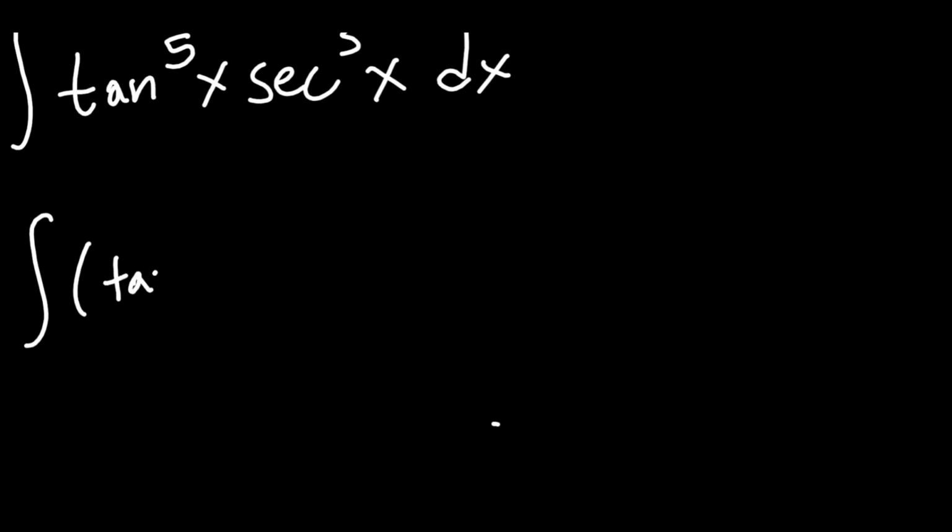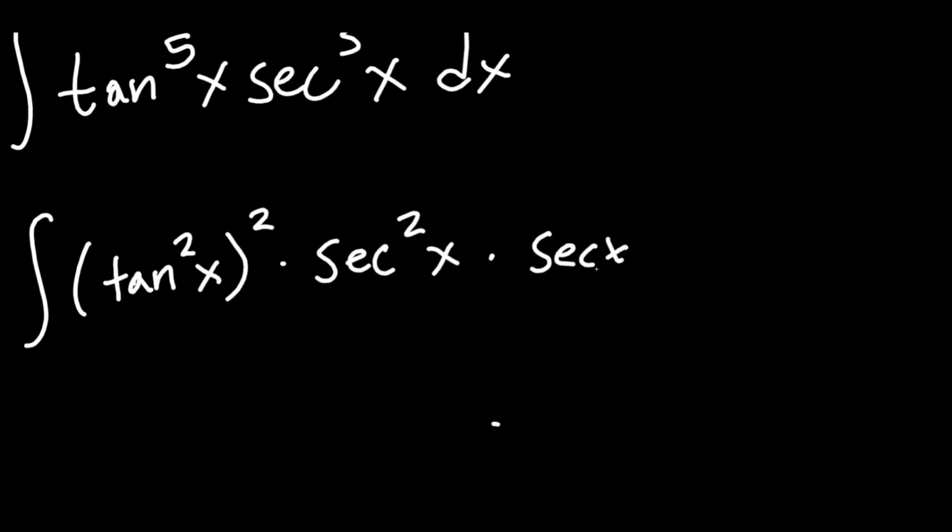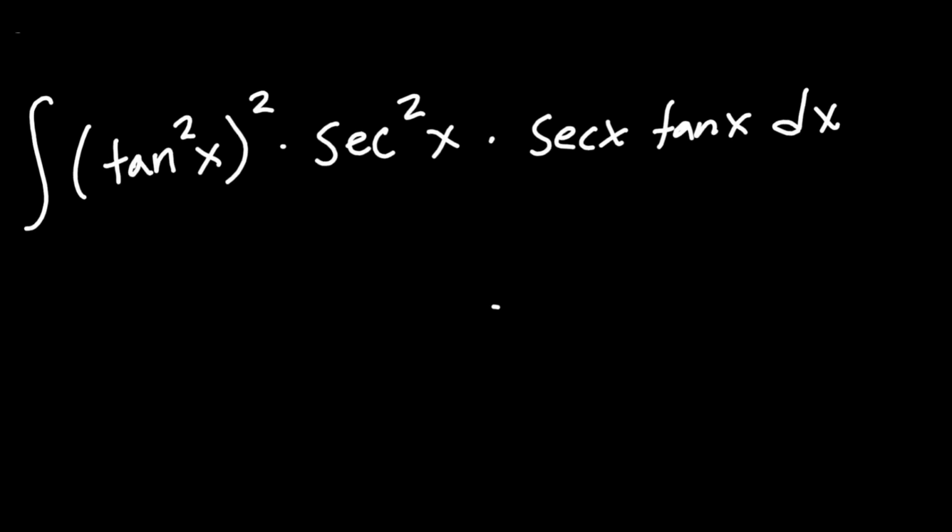Here we have tangent squared x, squared, so that's 4 tangents total, times secant squared x. So these are things that we can actually work with. And then we still have our leftover secant x, tangent x, and then we still have our dx originally. So now let's worry about this part that we had simplified down.